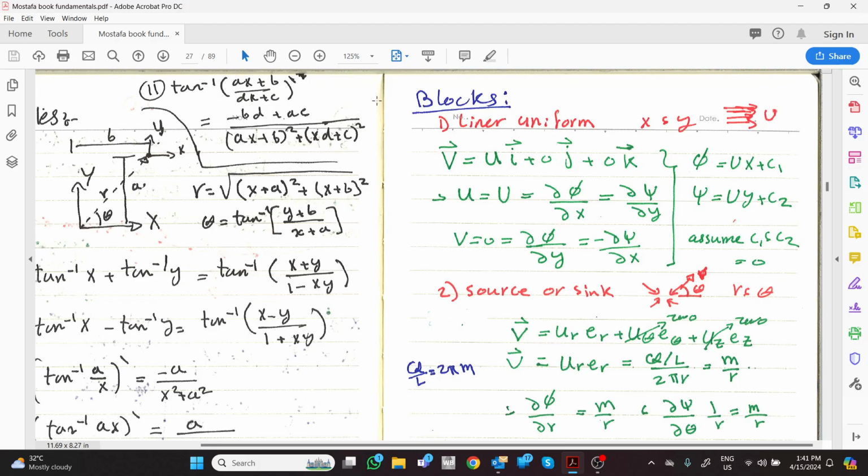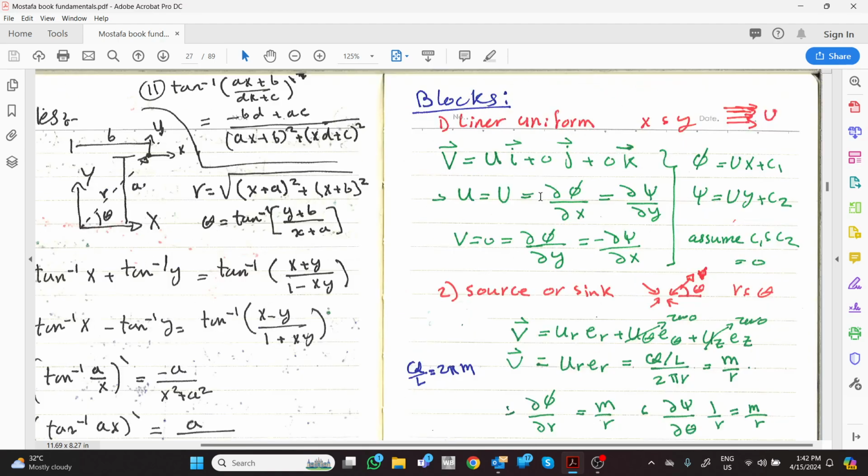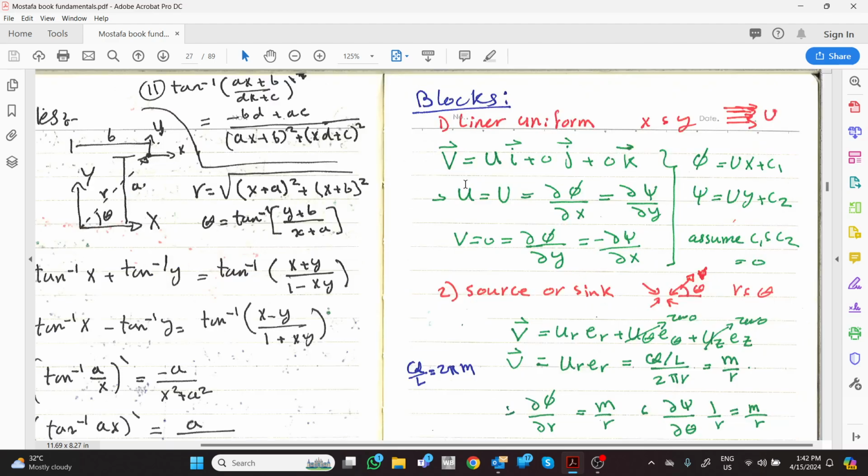Assume that we have a linear uniform flow. Good enough? Yes. So we know that based on uniform flow, there is zero velocity in v, zero velocity in w, and we have only velocity in u, which is u equal to capital U. And from the above definition, we can write that u equals del phi by del x, and also u equals del psi by del y.